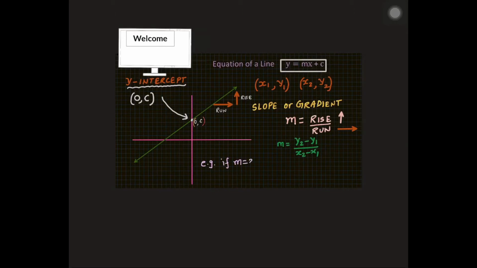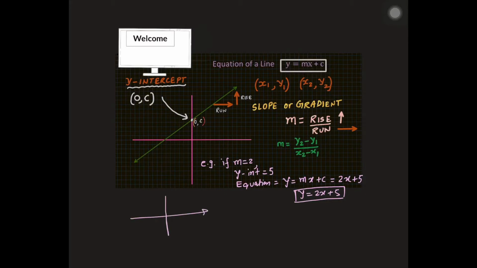For example, if m equals 2 and the y-intercept is, let's say, 5, the equation of a line should be very simple. Just substitute the values m and c into mx plus c. So m is 2, y-intercept is 5, so y equals 2x plus 5 is the equation of a line, and it's very simple to operate. So you remember this formula, y equals mx plus c.